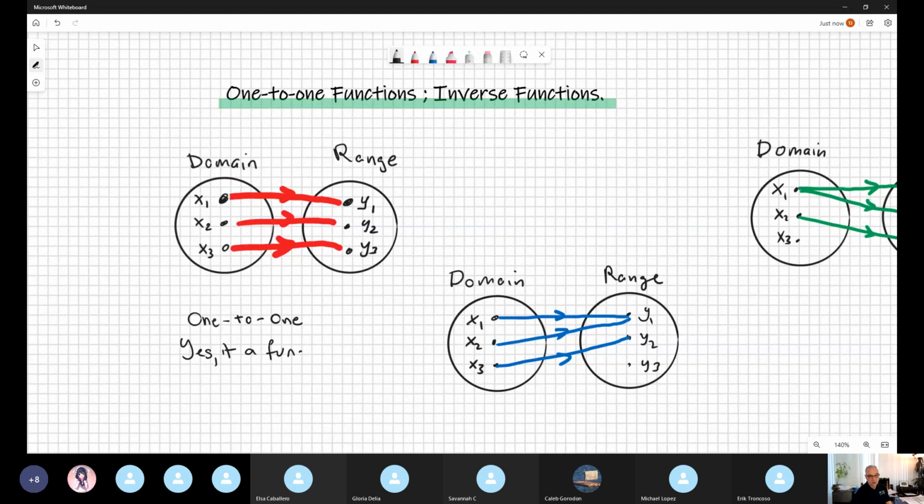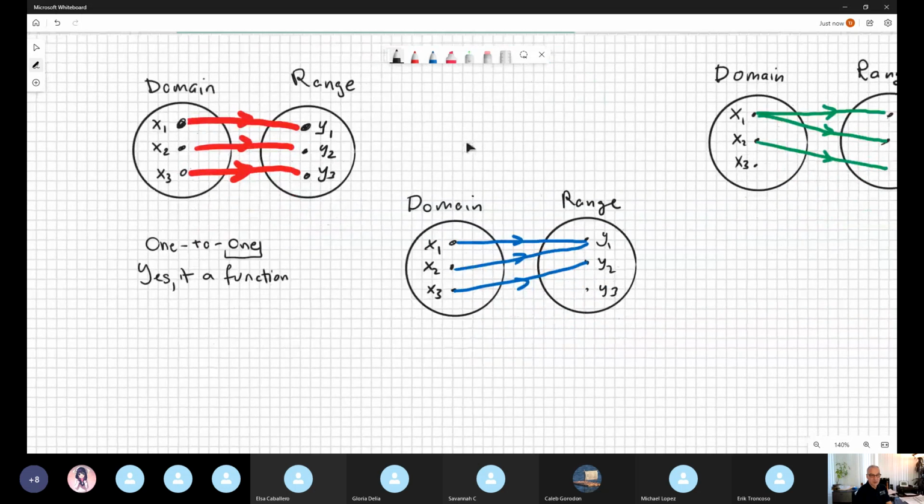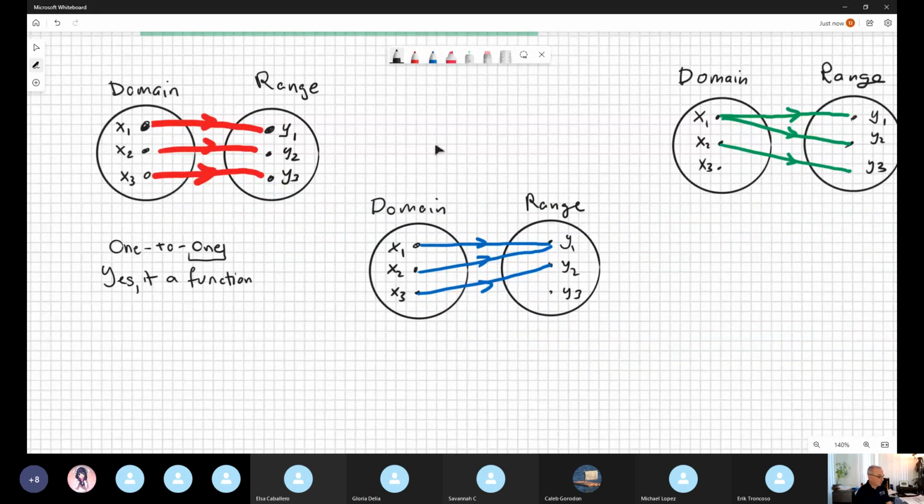the most important thing in the definition of a function is this word: one. It says you have only one in the range, so it's a function. Otherwise, no. This is many-to-one, because for example x1 is assigned to y1, and x2 is also assigned to y1. So it's obviously many-to-one, but it's also a function because the most important thing in the definition of a function is this one.